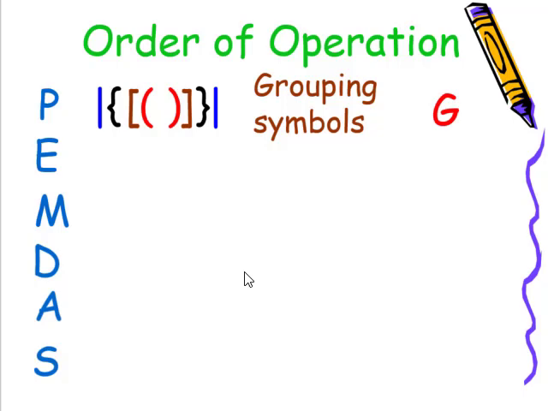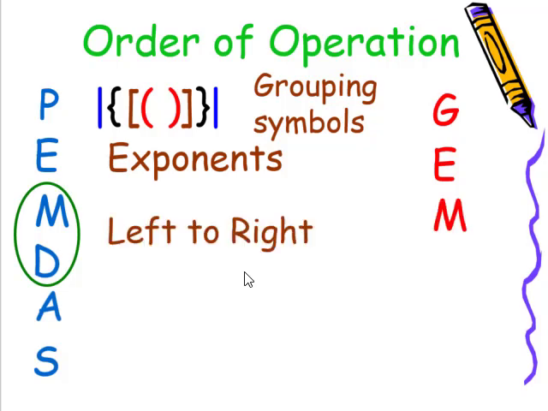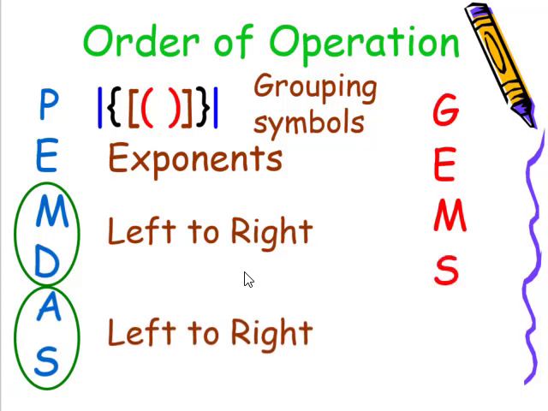Next, the E is the same in both, exponents. This is where they differ. We are going to group the multiplication and division because the first one we do is the one on the left side. So we only have to use one letter, M. And now for addition and subtraction, we're going to group those as well, and we're going to use S. The first one we do is the one on the left-hand side.